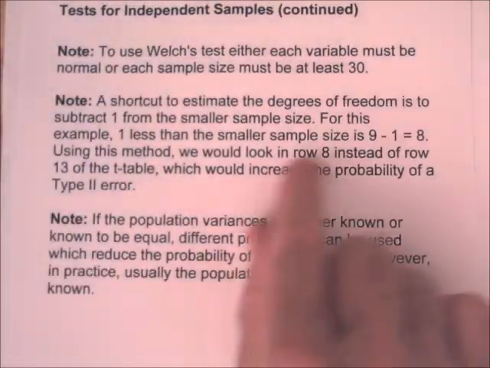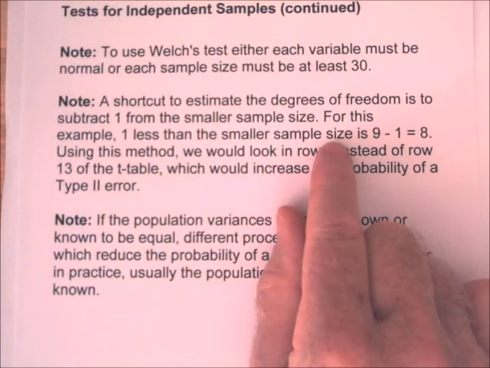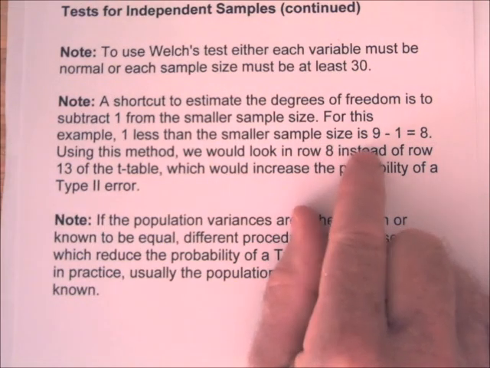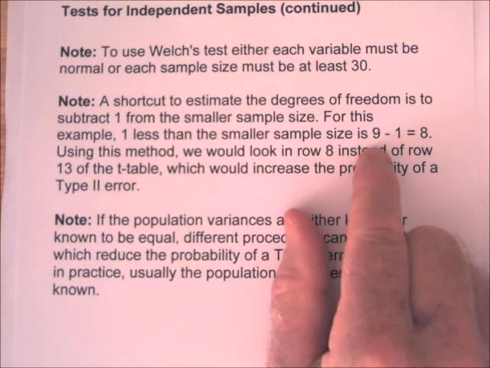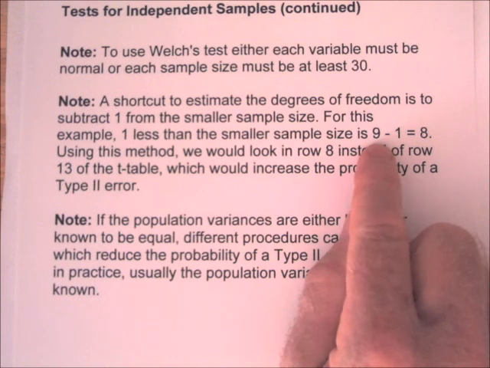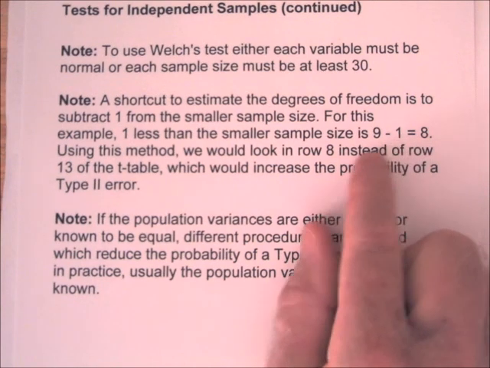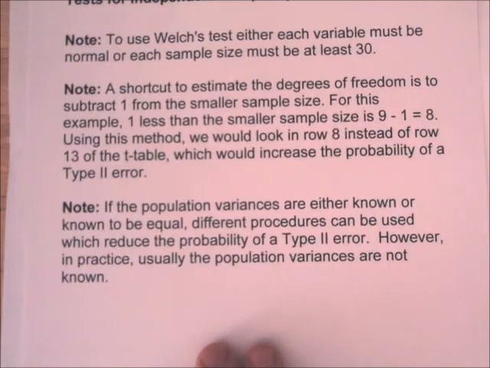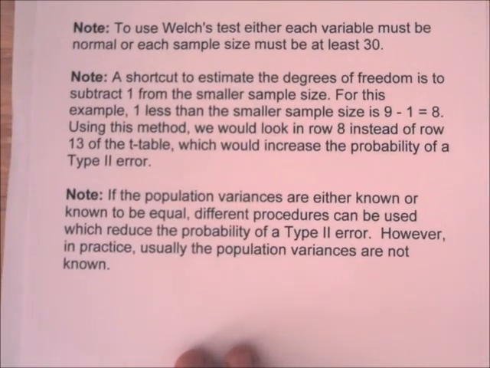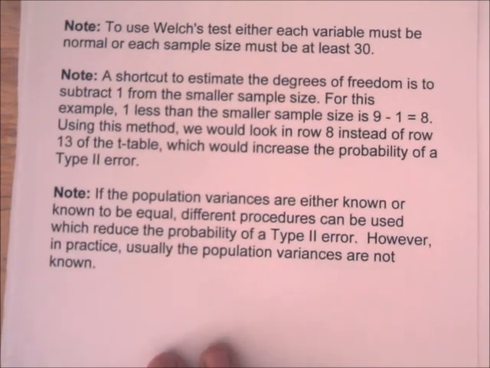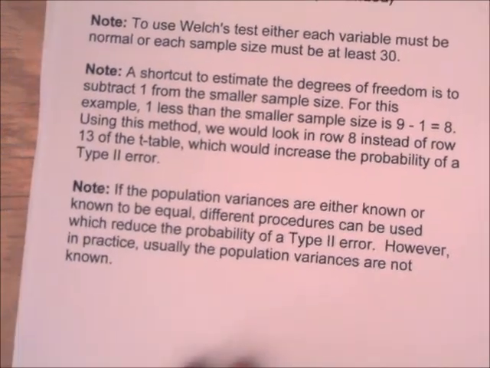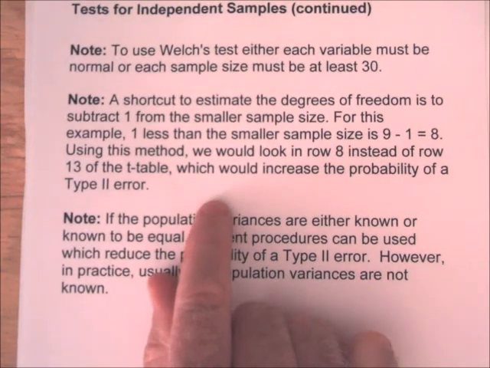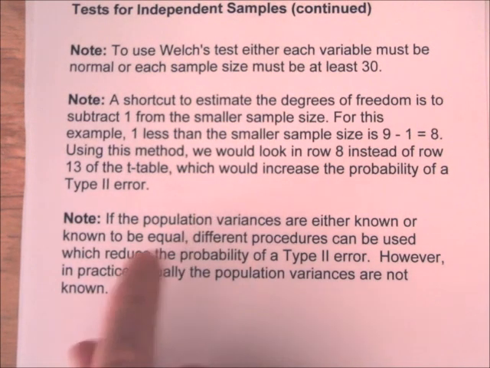There is a shortcut. You can take one less than the sample size, so the smaller sample size. So the smaller sample size is 9, minus 1 is 8. And instead of looking in row 13 of the t-table, you look in row 8. The disadvantage here is it's going to increase the probability of a type 2 error. So it's not as accurate as the way we did it, but it's a lot shorter.